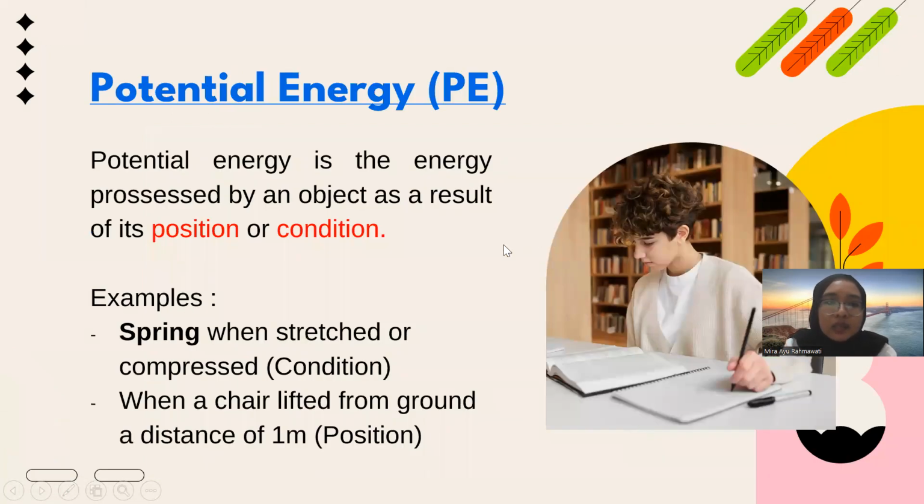Okay, next, potential energy. Potential energy is the energy possessed by an object as a result of its position or condition. Examples: spring wound, stretched, or compressed. It is condition. And number two, when a child is lifted from ground a distance of 1 meter. This is position.